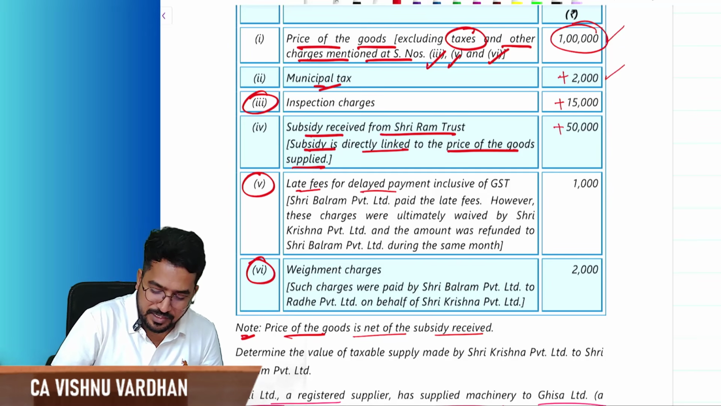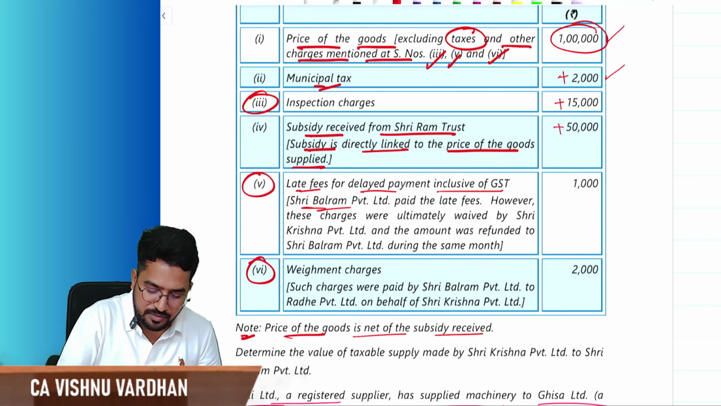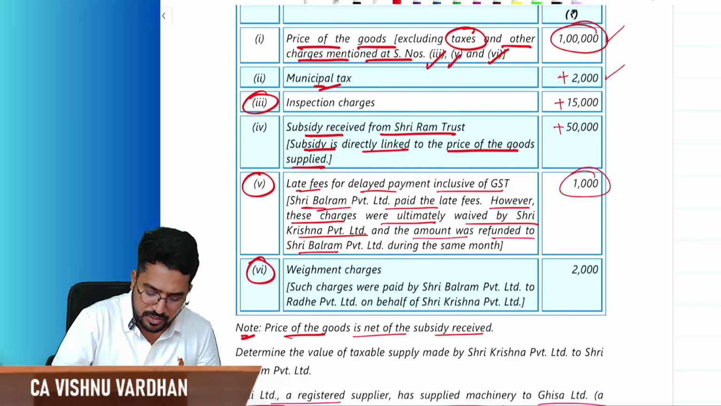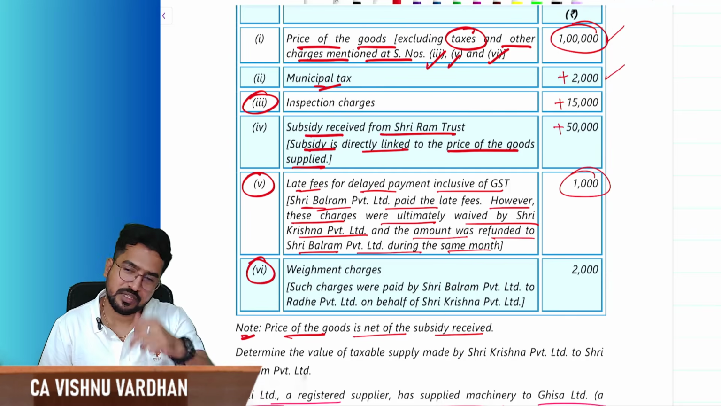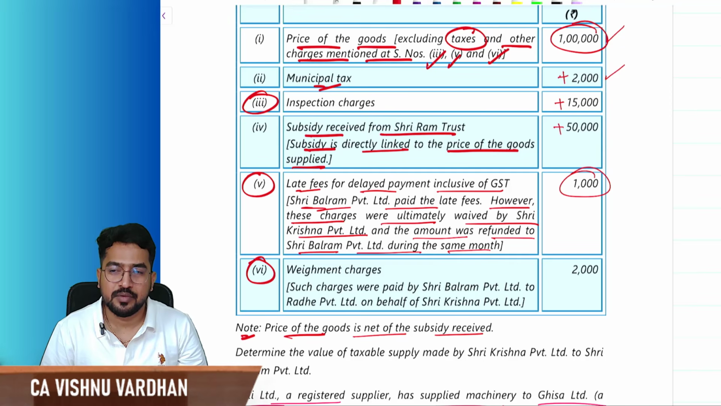Late fees for delayed payment, inclusive of GST. Late fees is 1,000 rupees. But Sri Balaram Private Limited paid the late fees. However, these charges were ultimately waived by Sri Krishna Private Limited and the amount was refunded during the next month. That is important. Because only next month they decided to refund, as of now it is paid. It will be added to the value of supply.